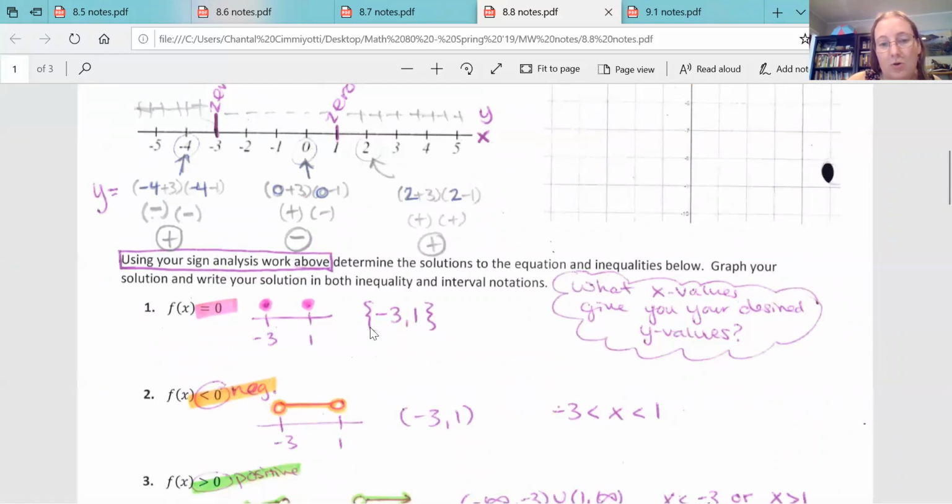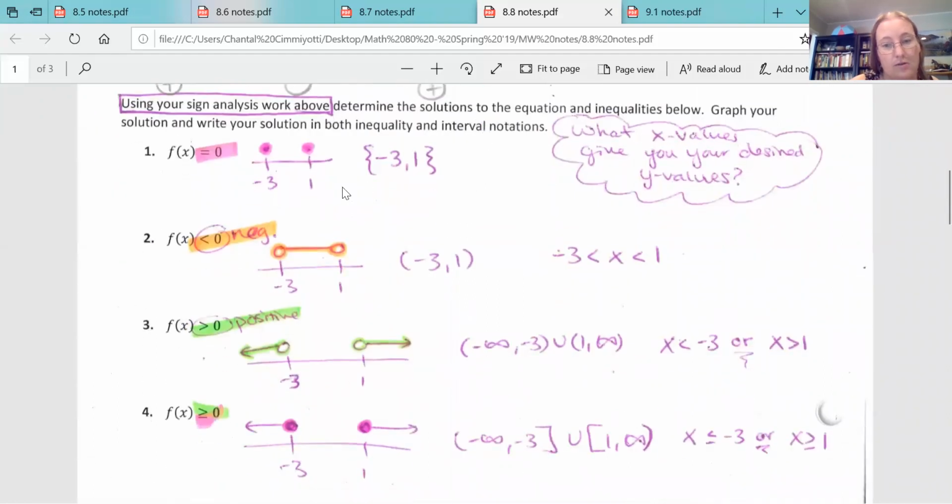They're not a range, so we're using the set notation, the braces here. When is it negative, meaning when is it less than 0? It was between -3 and 1. You can see it was negative in this region, so from -3 to 1 exclusive, so parentheses. Where is it positive? This region, so -infinity to -3, united with 1 to infinity, again exclusive. There's the interval notation, and there's the inequality notation.